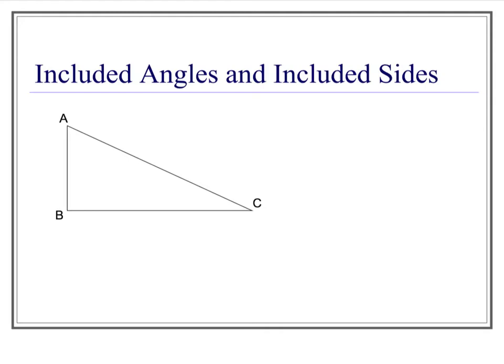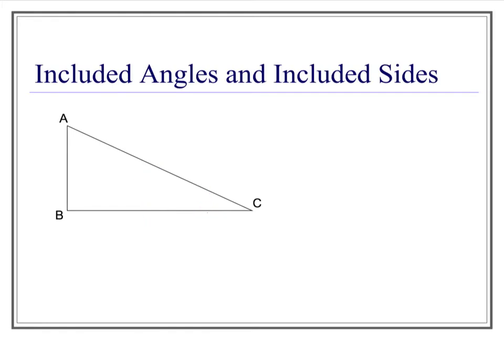For an example, if I wanted the included angle of line segments AB and BC, the included angle would be the angle in between those two line segments, angle B. Whereas if I wanted to find the included angle in between line segments AC and BC, the included angle would be angle C. Now, we also have what we call included sides.